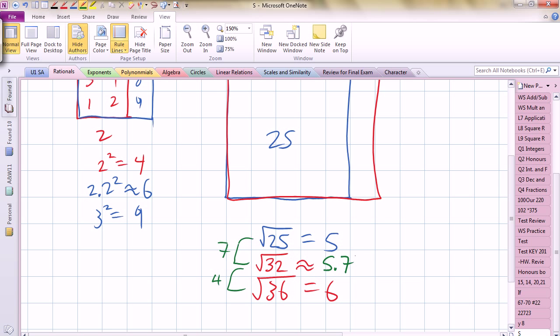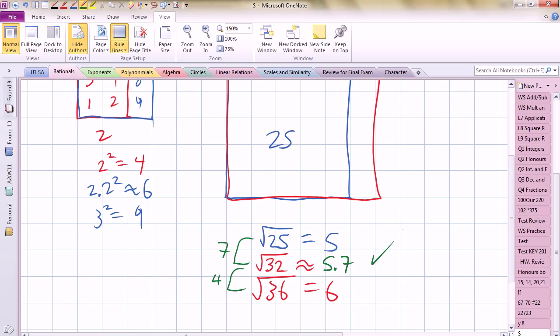I like 5.7. Because look at 7 and 4. We're not even close to the middle. Like, we're clearly closer to the 6. So I'd say 5.7 is what I would take. I might think 5.6 okay. I might think 5.8. But 5.5 and 5.9, no way. Okay? All right. Any questions?